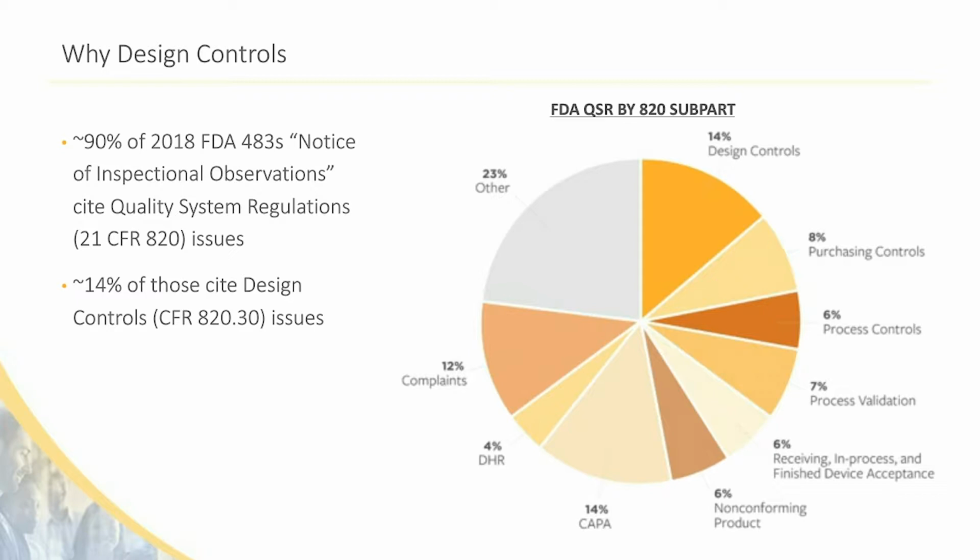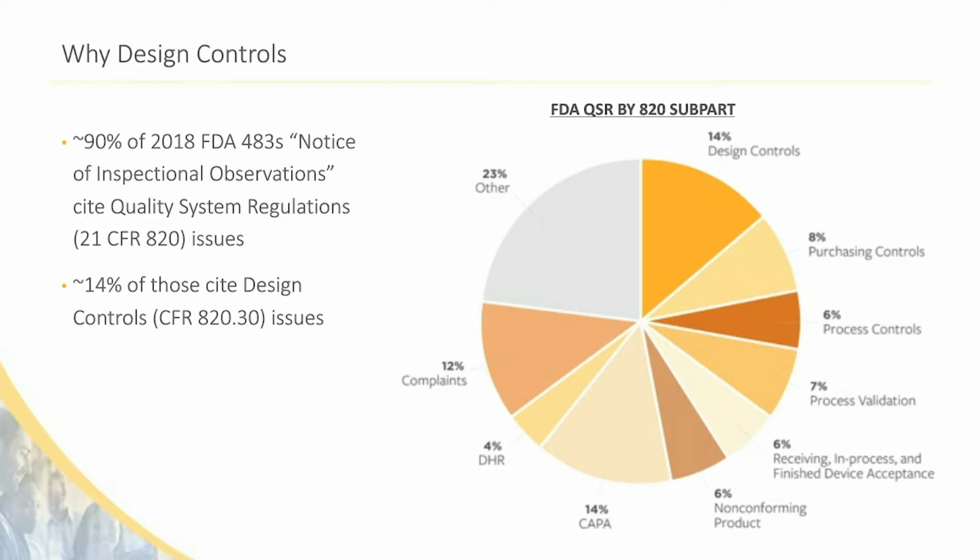Within those quality system findings, you can see in this pie chart that about 14% are design controls related. On the other side of the pie chart, you can also see that CAPA processes are cited at about the same rate. Maybe that will be another webinar. Let us know if you're interested.